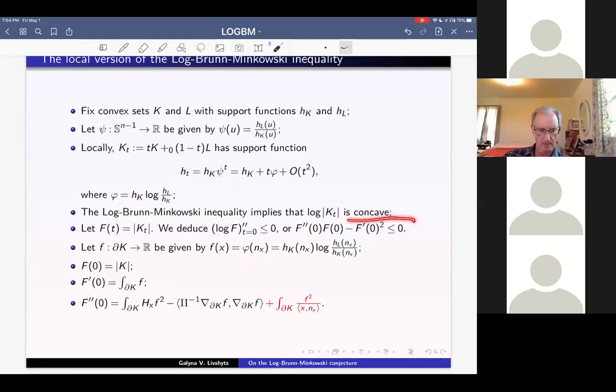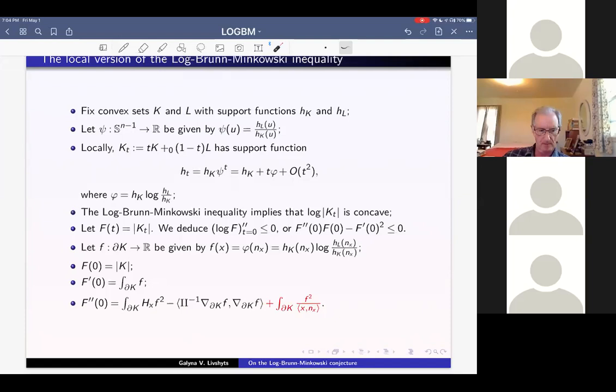Again, we have log concavity of this addition, and the value of the function f now at zero is exactly the same as the volume of k. The first derivative is again exactly the same thing as the integral of f. Why? Because the first derivative doesn't care at zero if you have this t squared term, and without the t squared term, the situation is exactly the same as before.